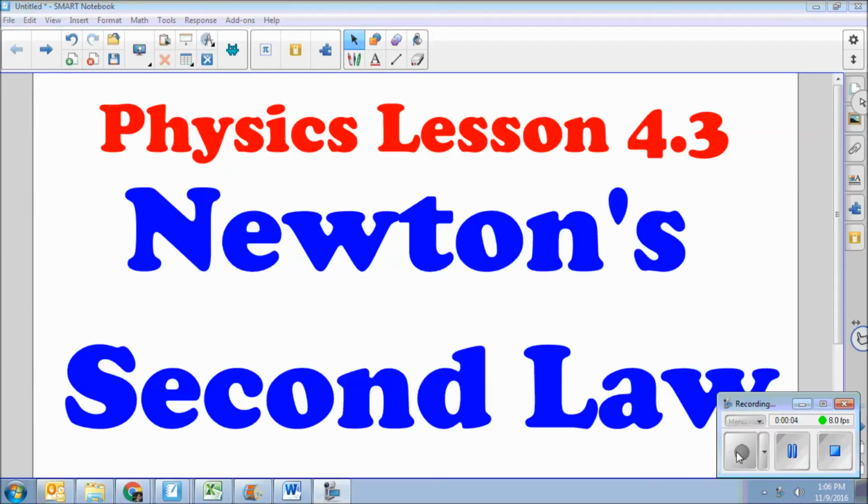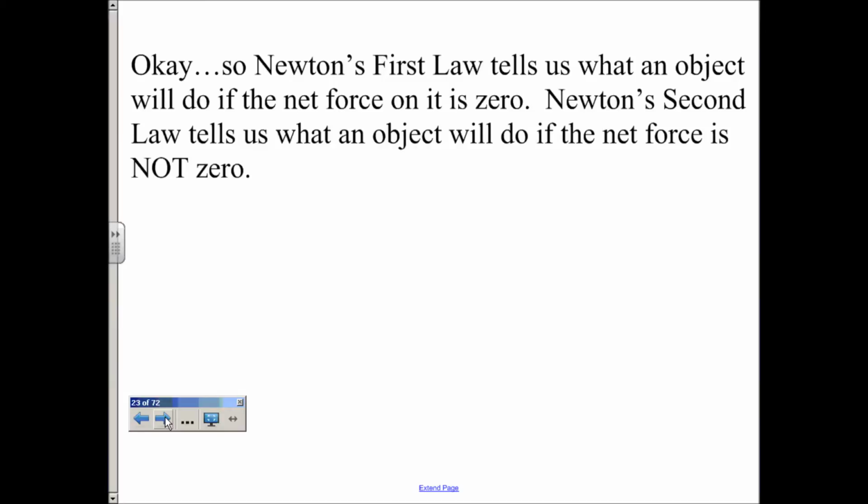All right, this is physics lesson 4.3, Newton's second law. Newton's first law tells us what an object will do if the net force on an object is zero. Specifically, we know from Newton's first law that if your net force is zero, then your acceleration will be zero, and your velocity, whatever it is, is going to be constant. All right? So if one of those is true, they're all true.